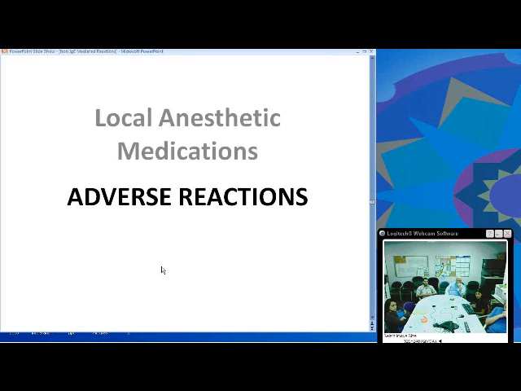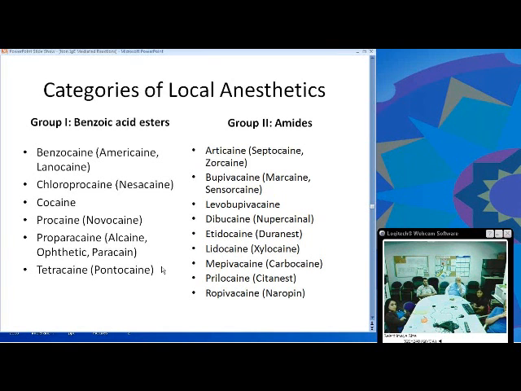So switching gears here, local anesthetic medications. So these are the categories of the local anesthetics used, ester group and the amide group. So benzocaine, chloroprocaine, cocaine, procaine, these are some of the esters, and the amides, the most common ones are lidocaine and prilocaine, ropivacaine, like the other ones. So these are the two groups of local anesthetics.